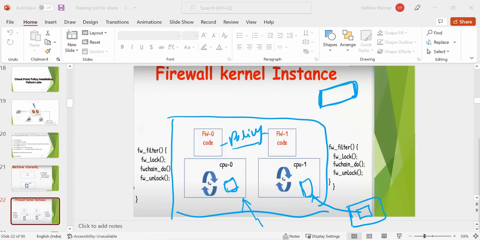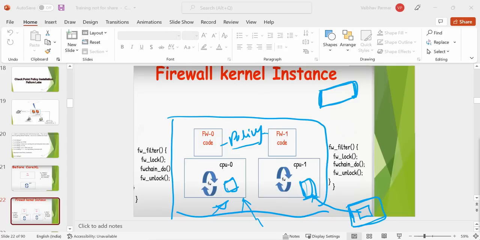So for example, from the NIC, the packet is coming to CPU 1, and if the next packet also reaches CPU 1, while CPU 2's bandwidth is free, the firewall does not understand that CPU 0 has bandwidth while CPU 1 is processing the packet. So that intelligence was not there.